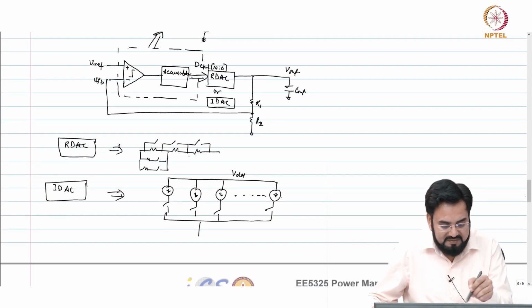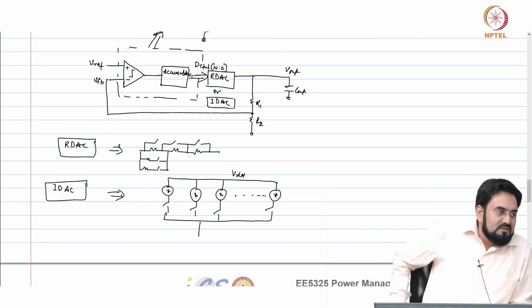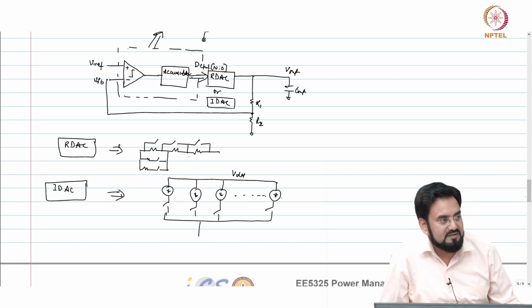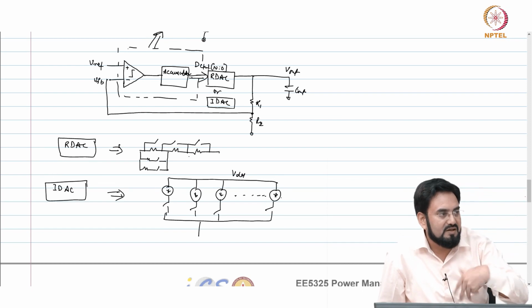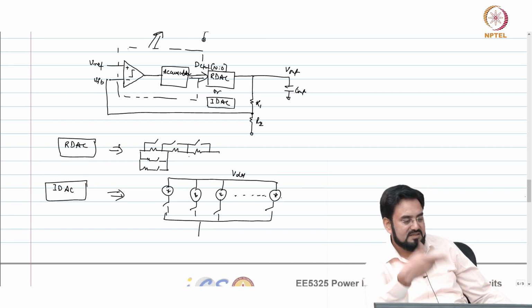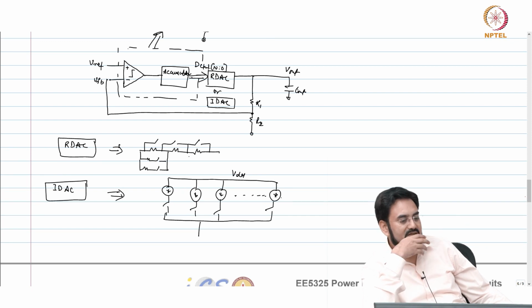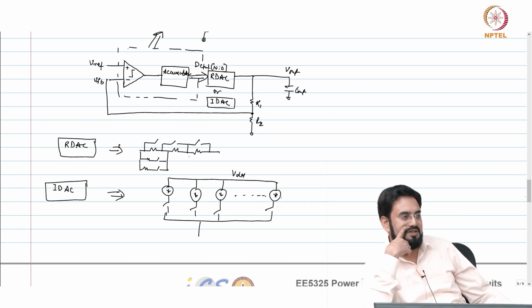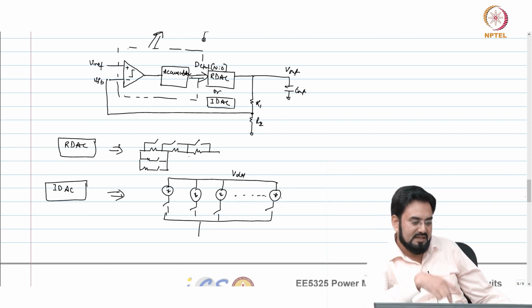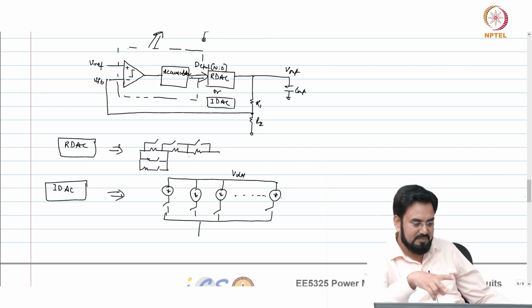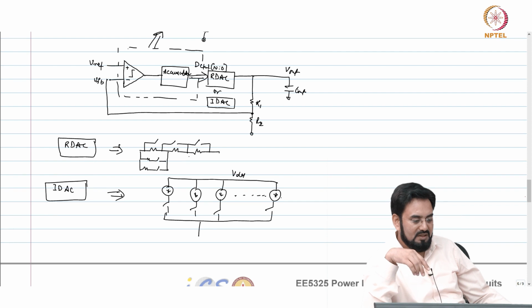So the only drawback with the RDAC is your PSRR won't be good, because it's resistive. Any ripple on that will not get filtered, and it will appear with a resistor divider. But if you use a current DAC, then you know that the RDS of these current DACs will be operating in saturation, so you can get a better PSRR. So that's the main difference between the two.